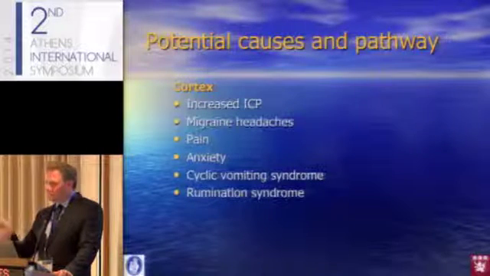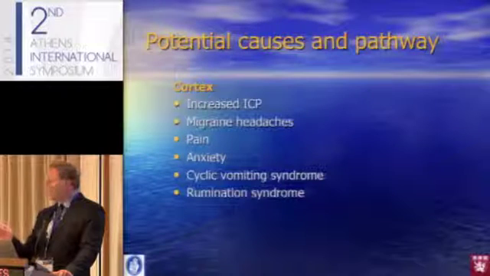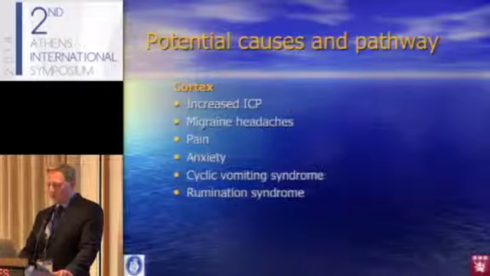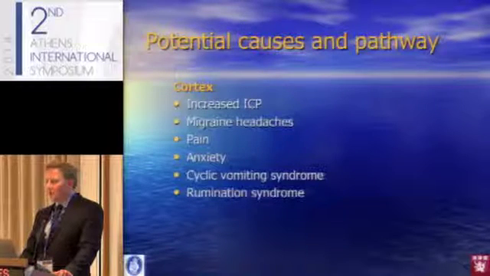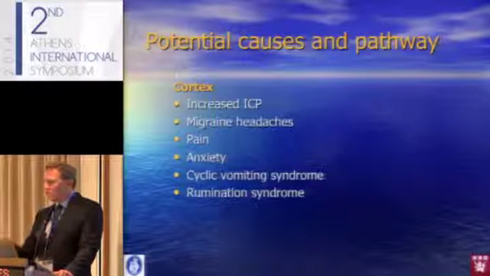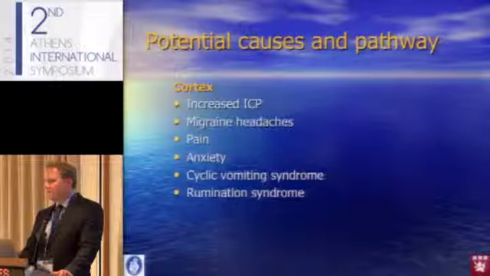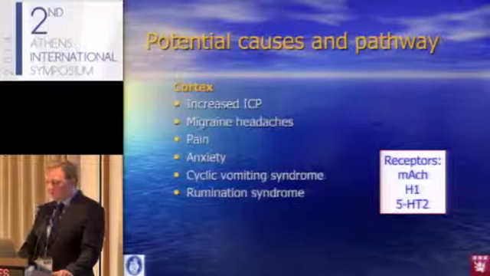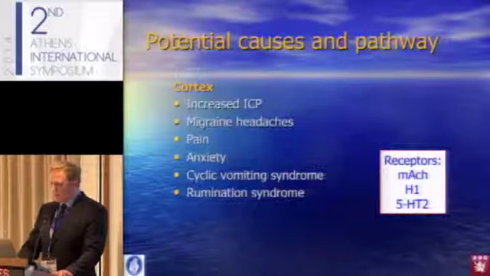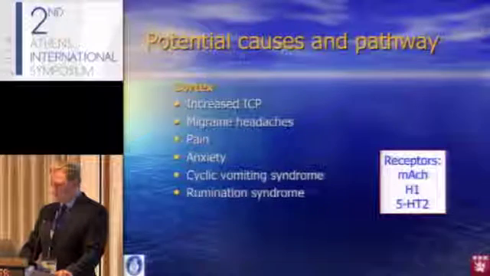And then there's the cortex of the brain. So increased ICP, increased intracranial pressure, is primarily located in the cortex. Migraine headaches, pain, anxiety, cyclic vomiting syndrome, and rumination syndrome are also diseases that primarily target the cortex. Rumination syndrome is a postprandial vomiting that you can see in kids and adolescents. The receptors that you would target here are muscarinic acetylcholine receptors, histamine type 1 receptors, and 5-hydroxytryptamine type 2 receptors.